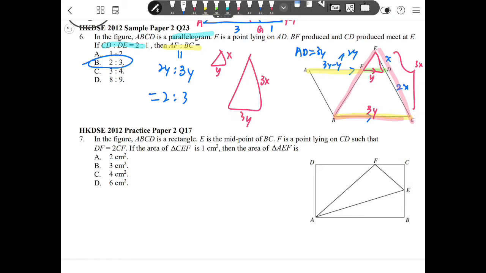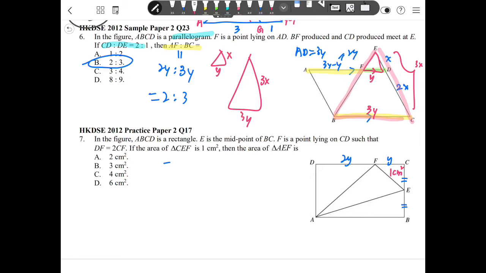Okay, question number 7. In this figure, it is a rectangle this time. E is a midpoint, so these two are the same length. And F is a point lying on that such that DF equals 2CF. Remember that it doesn't mean EF is 1 and CF is 2. It's not like this, okay? It should be, if it is 2y, then here will be y for the ratio. Okay? And the area of CFE is 1 cm square.